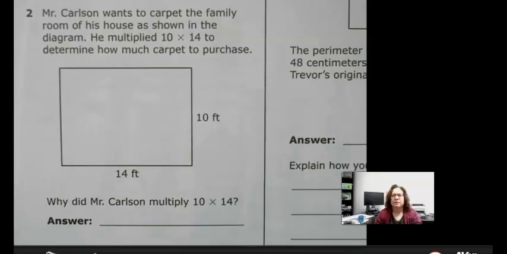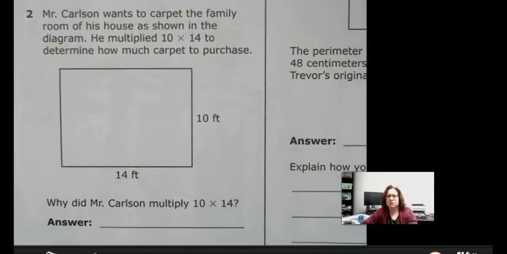Okay, now Mr. Carlson wants to carpet the family room of his house as shown in the diagram. He multiplied 10 times 14 to determine how much carpet to use. Why did Mr. Carlson multiply 10 times 14? Well, are we solving for area or perimeter here? He's covering the floor with carpet. Right, he's solving for area.